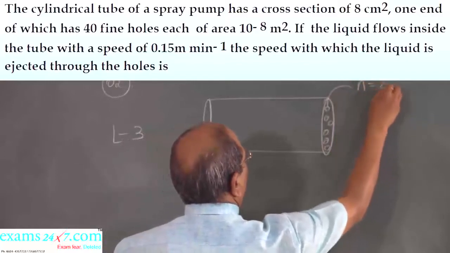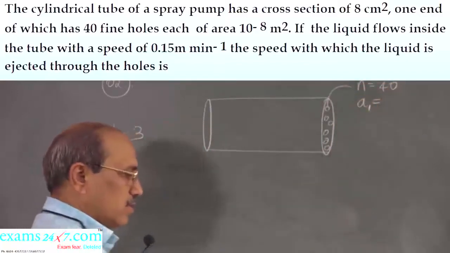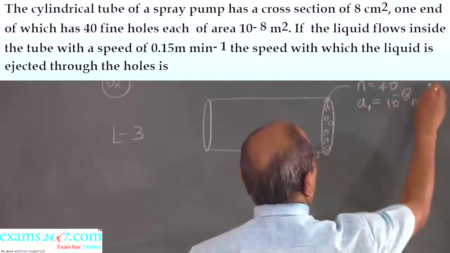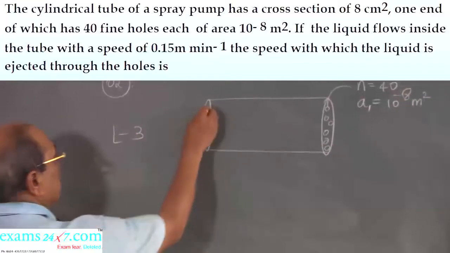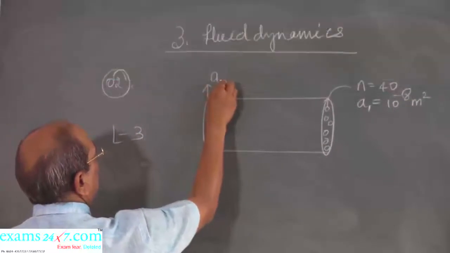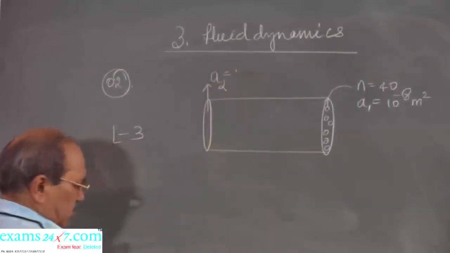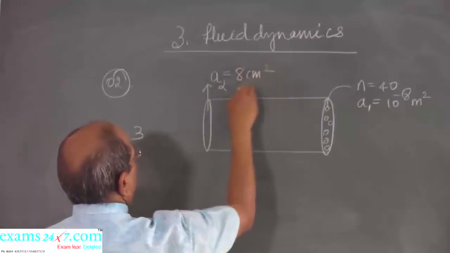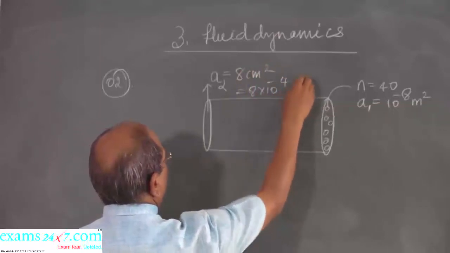Number of holes are 40. Area of each is 10 power minus 8 meters square. Area of the first one is A2. Here it is given as 8 centimeters square. That is 8 into 10 power minus 4 meters square.